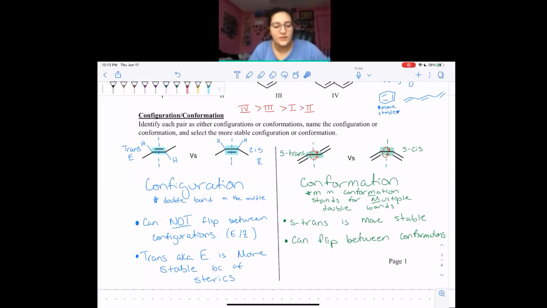Okay, so someone said, how do you know whether something is E or Z? So we're going to do a couple examples so you can actually see how to define it. If you're still confused after that example, let me know and I will cover it one more time.